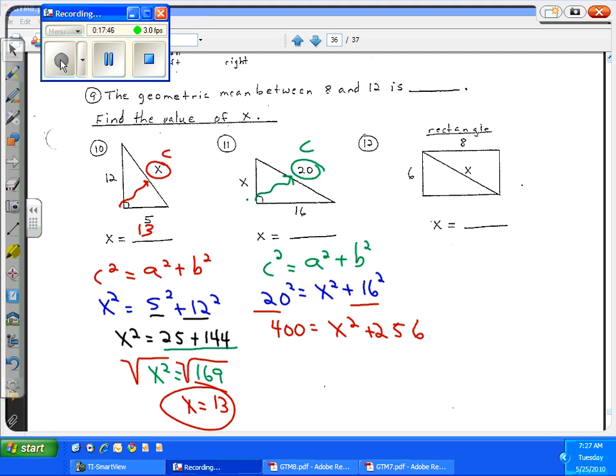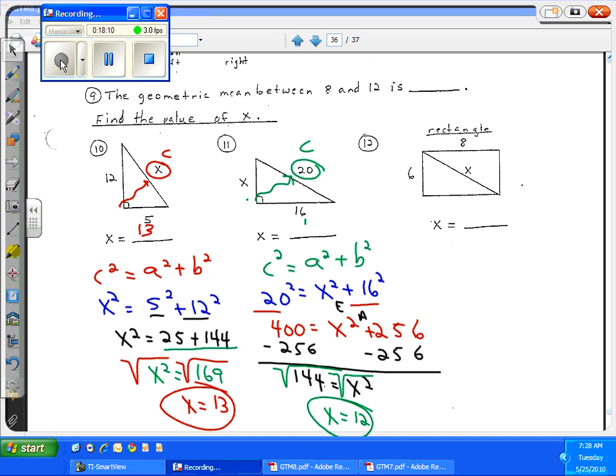Now we're going to undo. We have addition and exponent. You undo addition first by subtraction. So we get 144 equals x squared. We get rid of the square with the square root, and so we get x equals 12. Any questions on number 11?